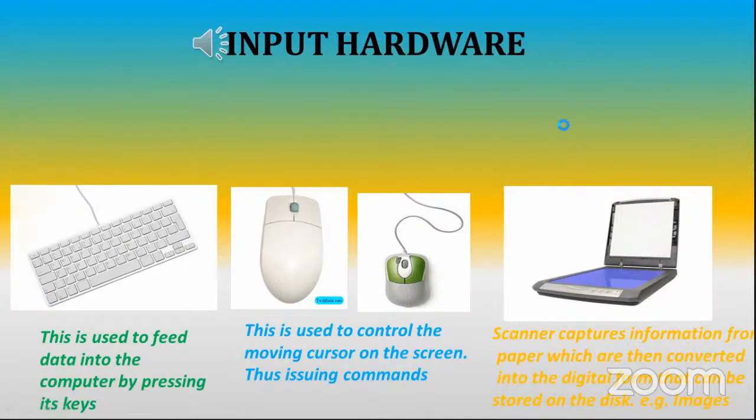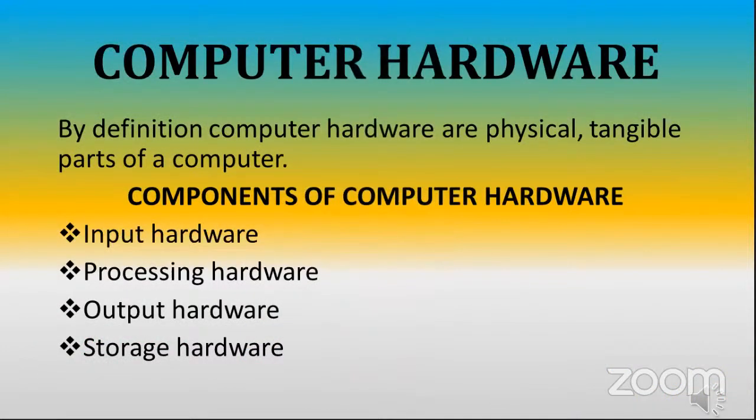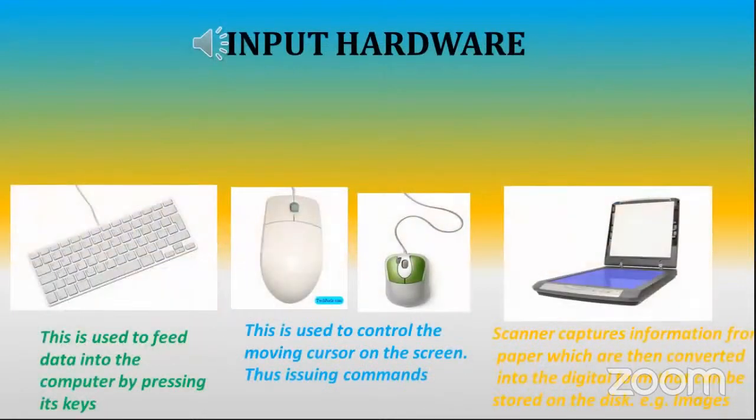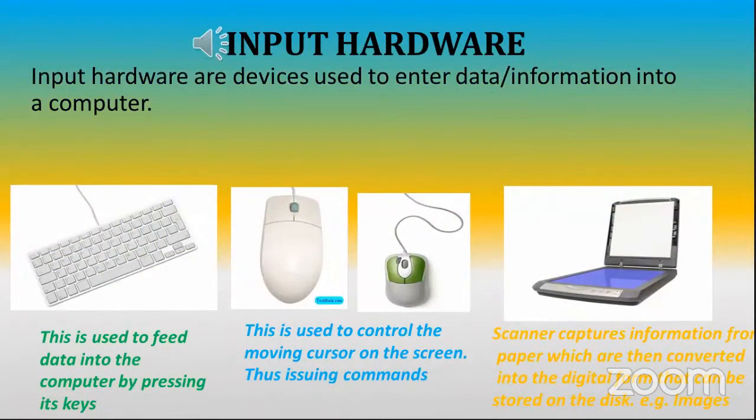So now, up here, we have looked at categories: input, processing, output, and storage. Then let's look at each. When we talk of input hardware, these are the ones that enter or feed data into a computer. And examples are, we talked of a keyboard, use it to feed data into the computer by pressing its keys. Mouse, use it to control the moving cursor on the screen, thus issuing commands.